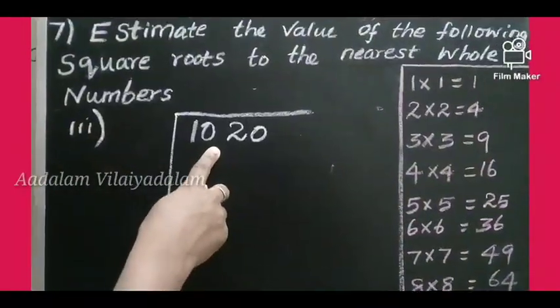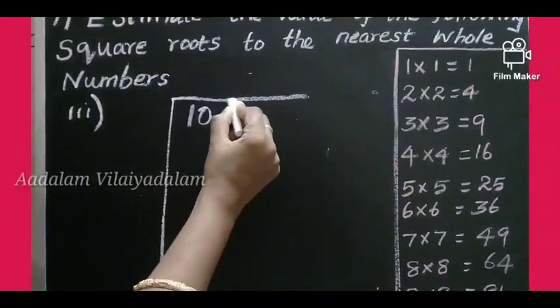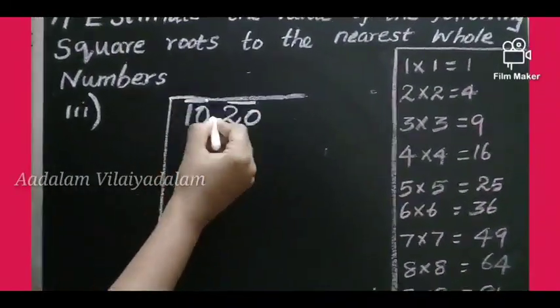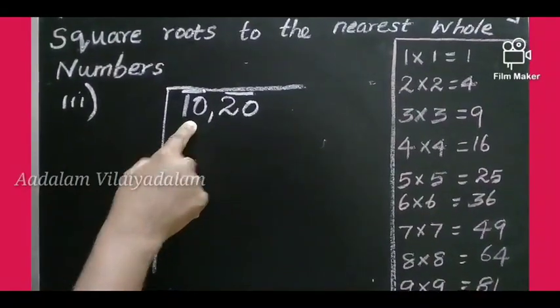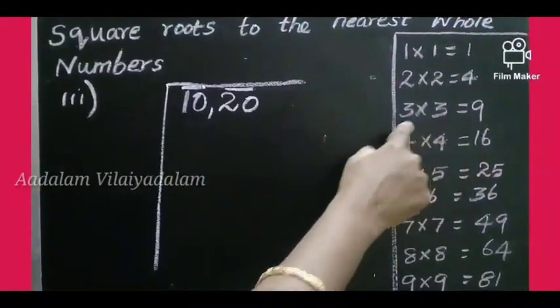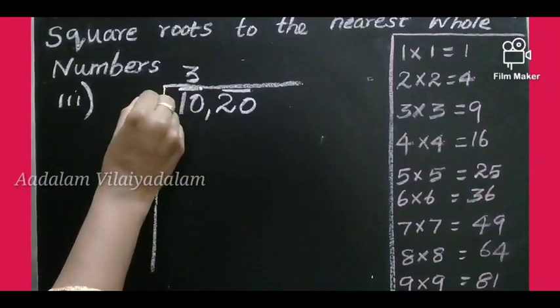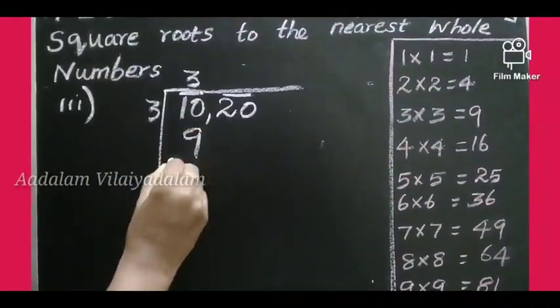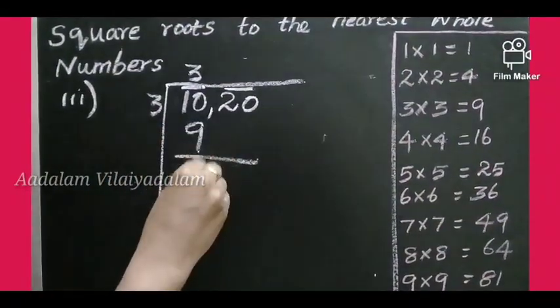How to find the third question? The same method. So 20 is one pair. 10 is another pair. Here the number is 10. We have to choose 9 only. So 3 3s are 9. So 3 into 3. The balance is 10 minus 9, 1.